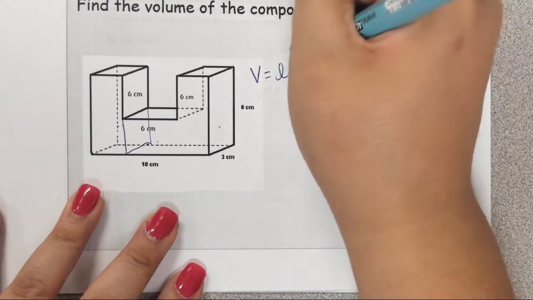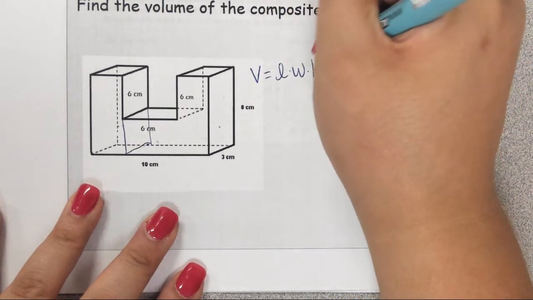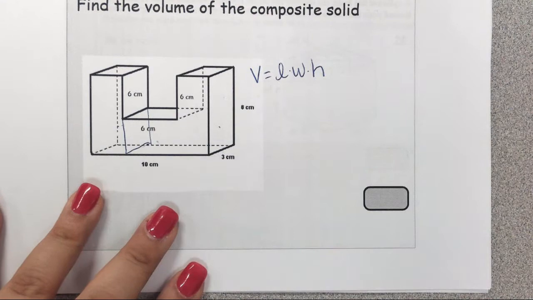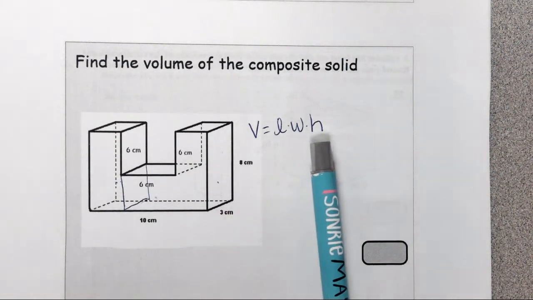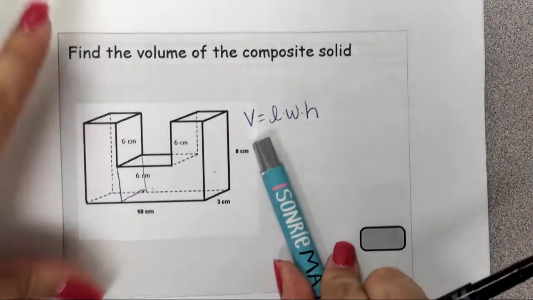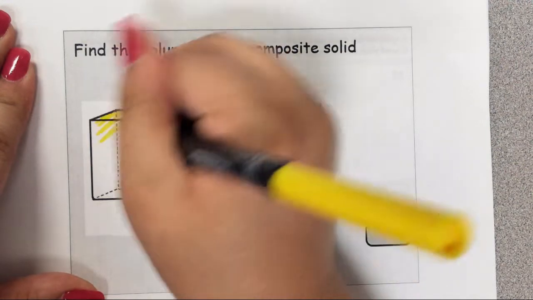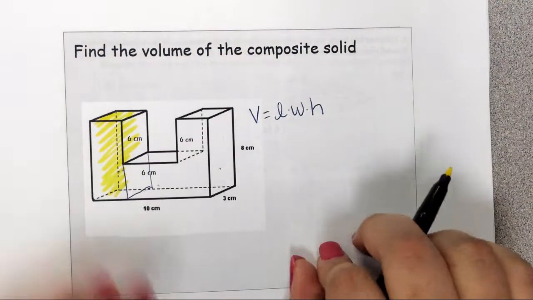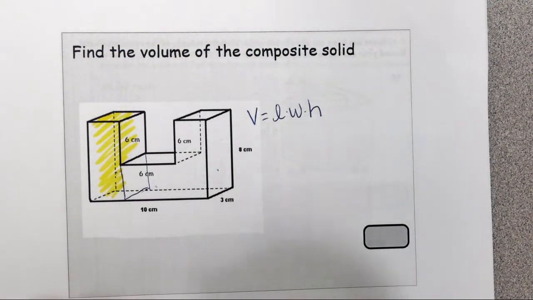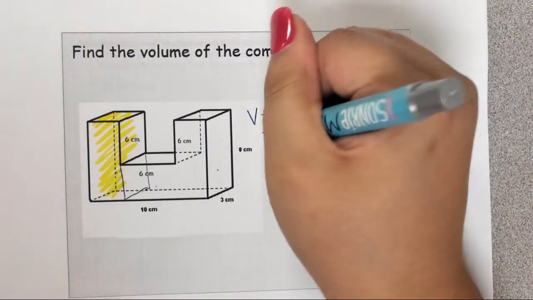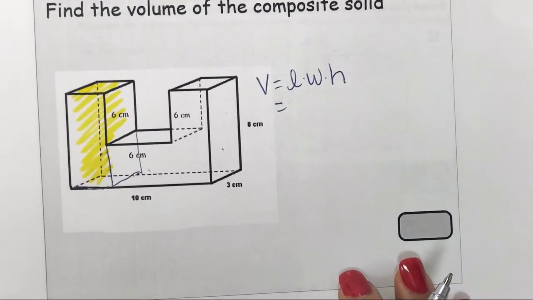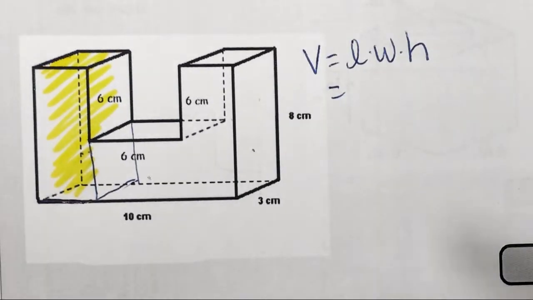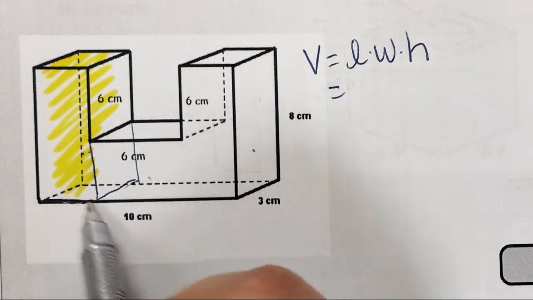Volume of rectangular prisms is length times width times height. Okay, so for this first one, let me get my colors out. Let's make it yellow. What would be the volume of this prism right here? The height does say 8. Sorry, it's hard to see. So what would be the length of this prism? No, length right here. What would be the length?